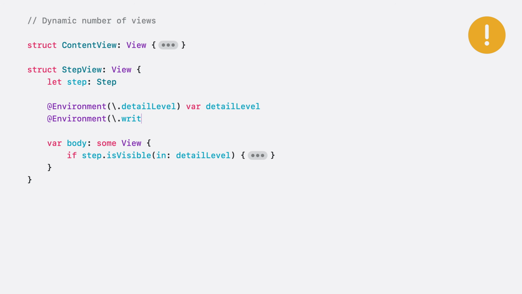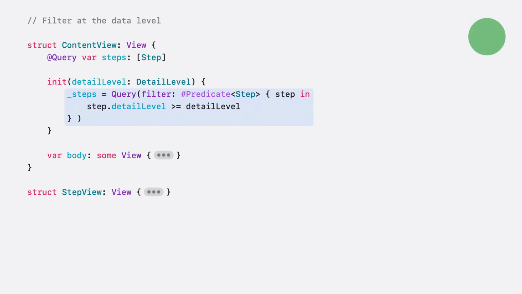Say that an unrelated environment value like writing style is used in the contents of the step view body. A change in this environment value can now cause body evaluations for views that are scrolled out of screen, causing unnecessary view updates. The LazyStack also won't release state allocated for the step view. Instead, filter at the data level.